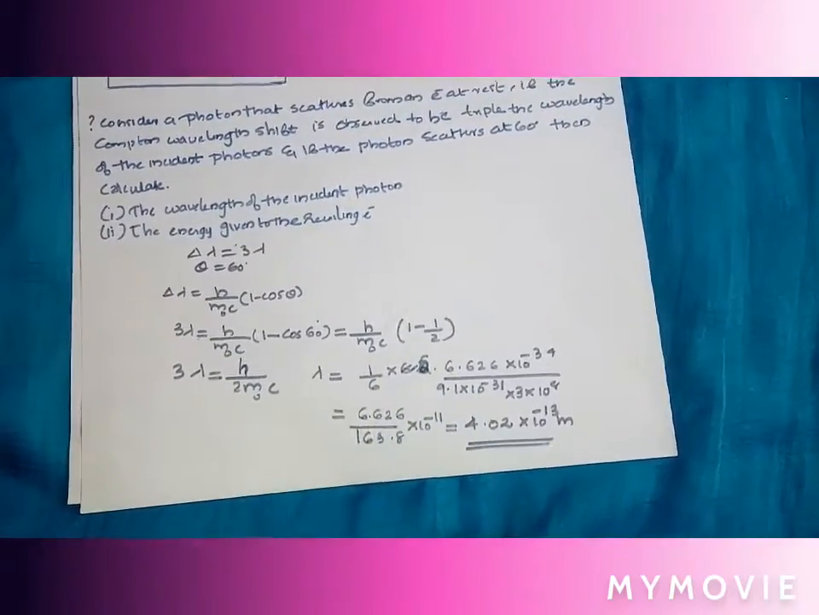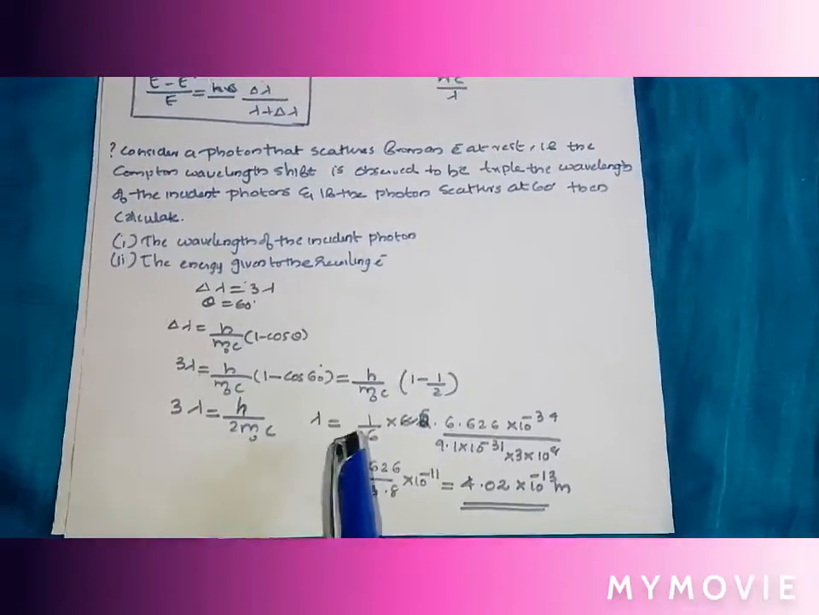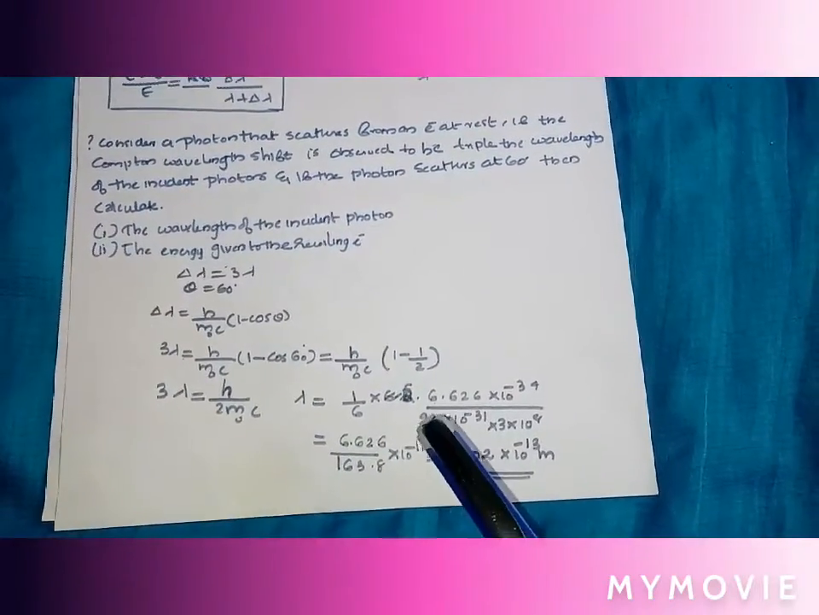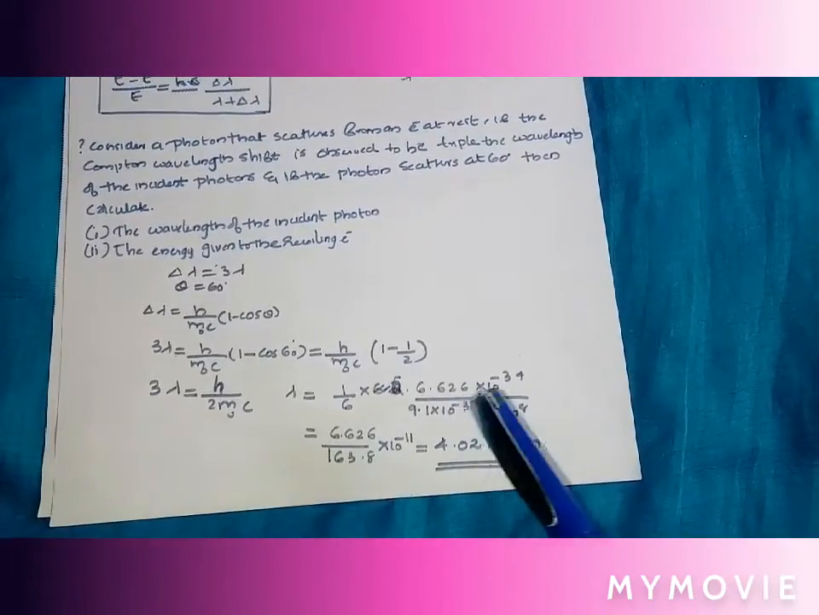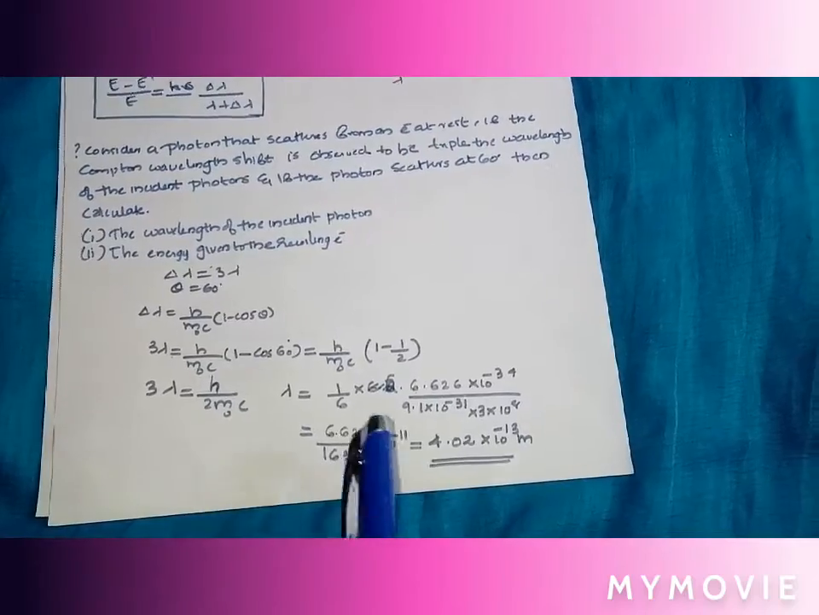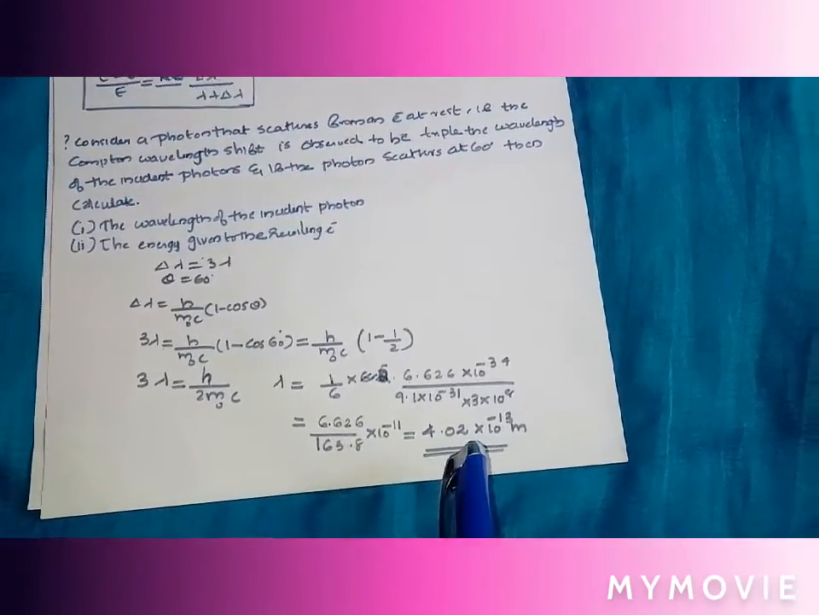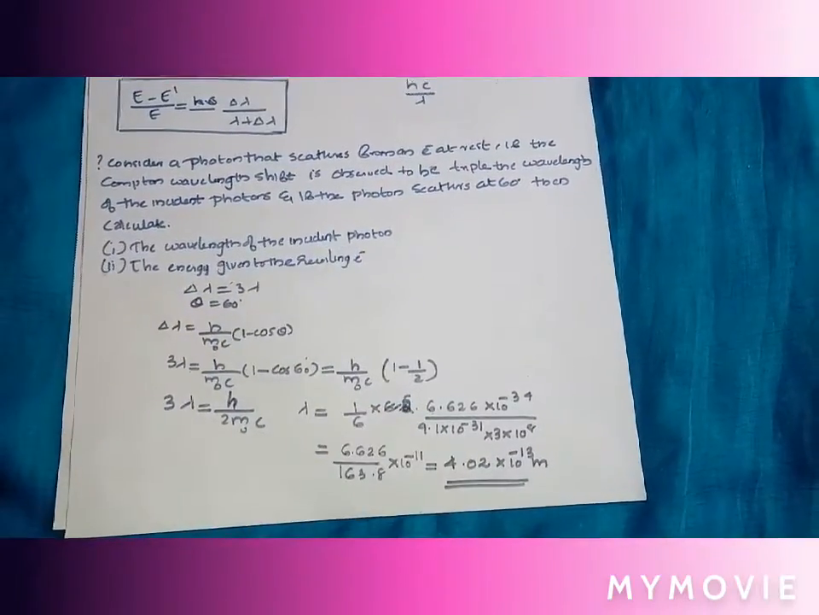h is Planck's constant, 6.626 into 10 raised to minus 34. The mass of the electron is 9.1 into 10 raised to minus 31. c is the velocity of light, 3 into 10 raised to 8. So we get the answer as 4.02 into 10 raised to minus 13 meter. That is the wavelength of the incident photon.